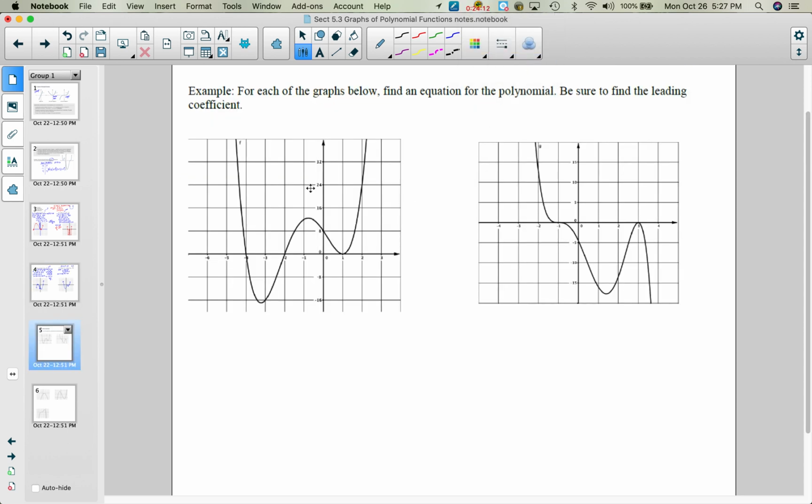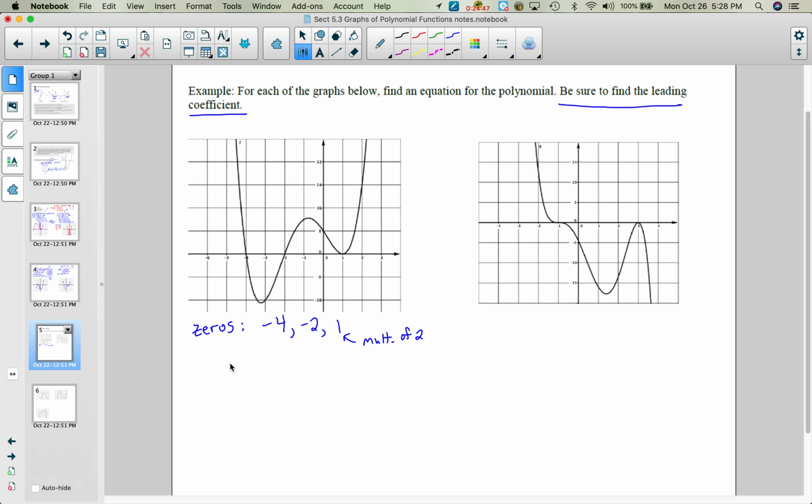So what we're doing next is we're given a graph, and we actually have to find an equation. And notice it says, be sure to find the leading coefficient. So I'm going to start by listing my zeros. So my zeros are -4, -2, and 1. The -4 has a multiplicity of 1 because it passes through. At the -2, it passes through. But this one has a bounce back, so it's a multiplicity of 2, or it's an even multiplicity.